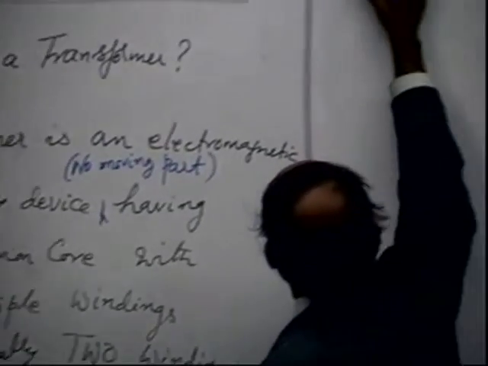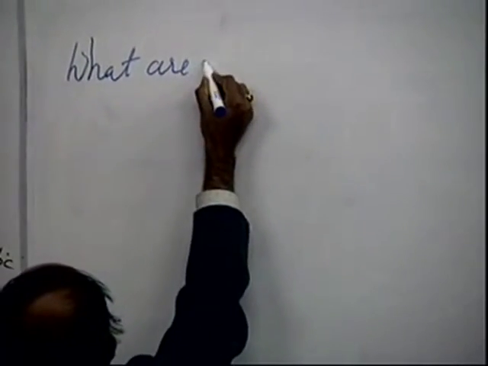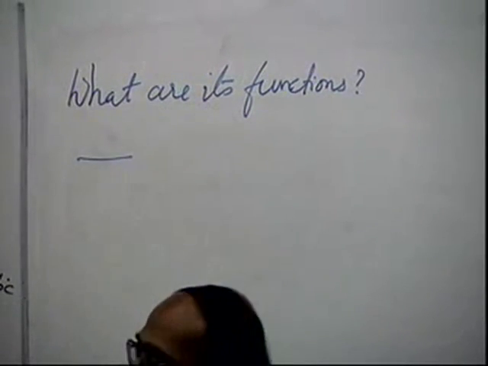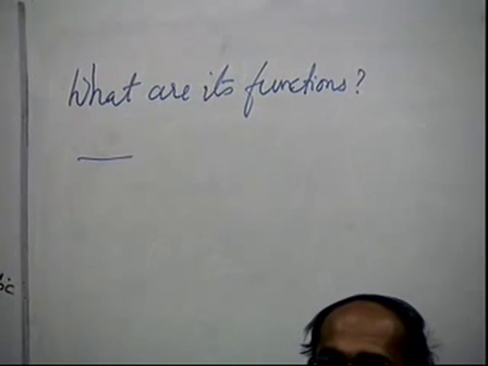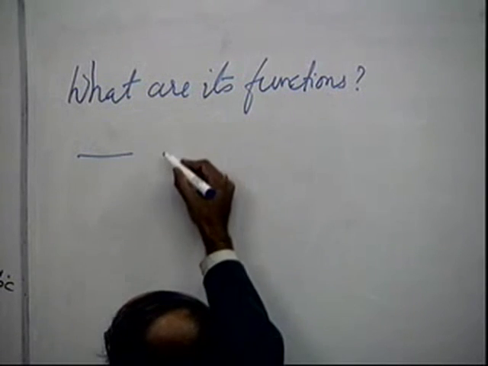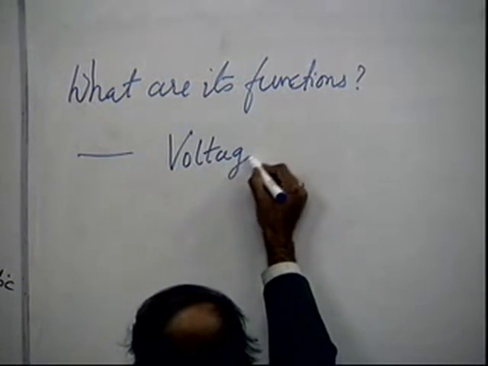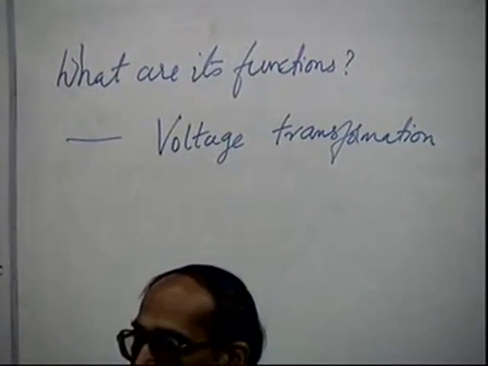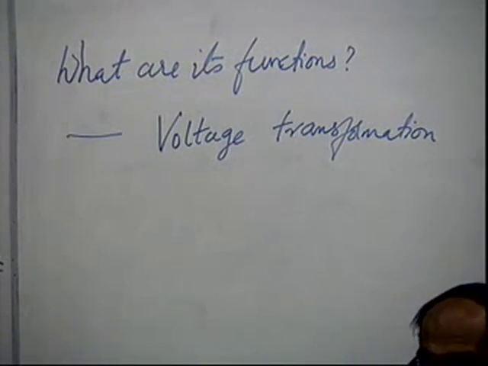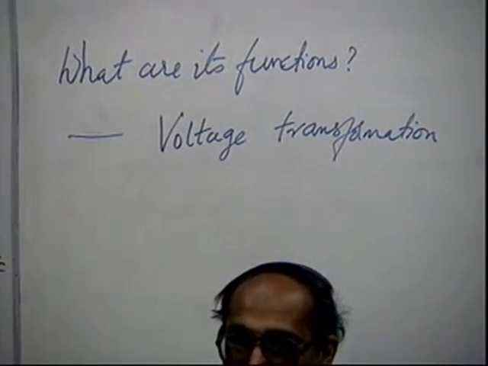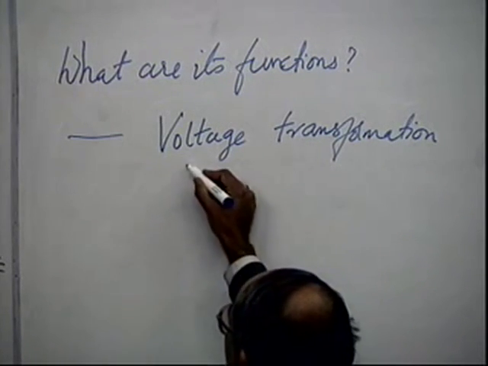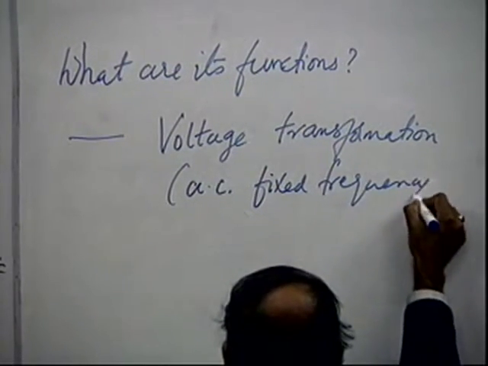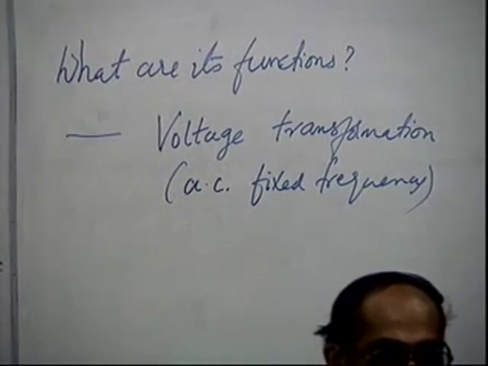Now, what are the functions of this? What can a transformer do? Increase or decrease the voltage? So it does voltage transformation. This is one function. It transforms the voltage from one level to another, but these voltages are AC fixed frequency. Okay? AC fixed frequency, and it transforms at the same frequency, no frequency change.